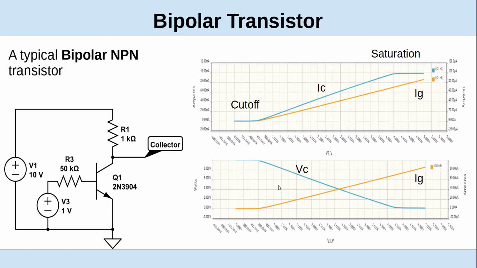The bottom plot is showing the voltage versus the base current and how it goes from when the transistor's off, you've got 10 volts, and when it's on, you're almost down to 0 volts. Won't quite be there because there is some internal resistance.